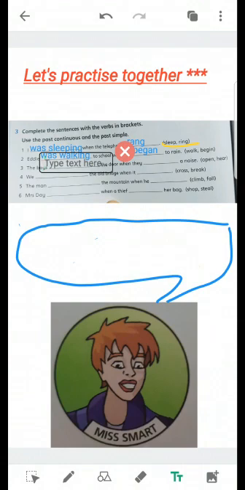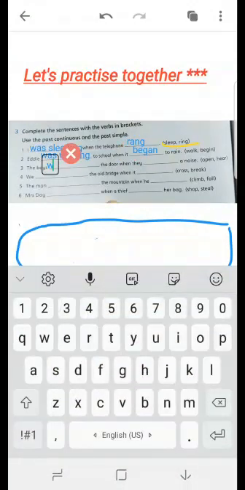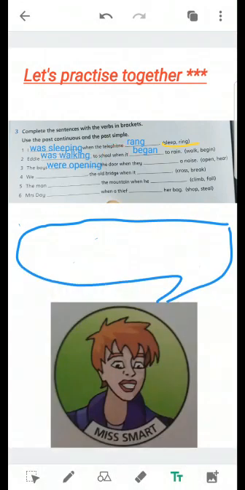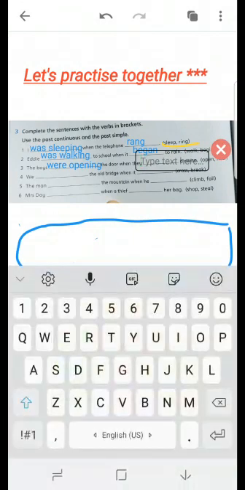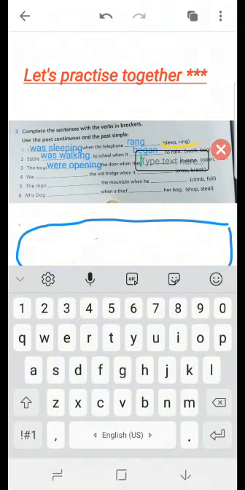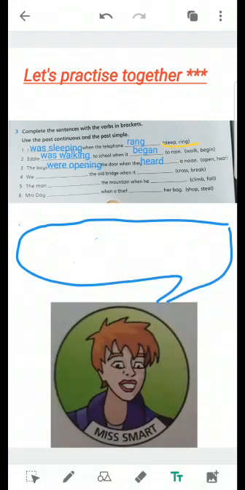So the boys, plural. So we write were opening. Okay. When they heard a noise. Okay? The boys were opening the door when they heard a noise.